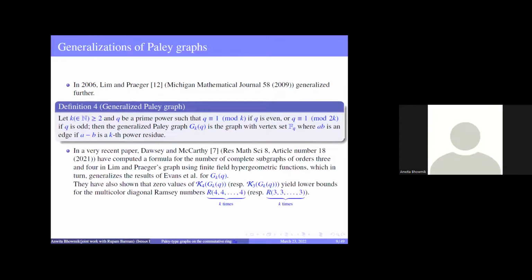For this generalized Paley graph, in 2021, Dawsey and McCarthy gave a formula to compute the number of complete subgraphs of orders 3 and 4. Computing for order 3 was comparatively easier, and in some cases they gave a simple closed formula. For computing subgraphs of order 4, they gave the results in terms of finite field hypergeometric functions. They also showed that the zero values of K4 of G_k(q) and K3 of G_k(q) give lower bounds for certain multicolor diagonal Ramsey numbers.